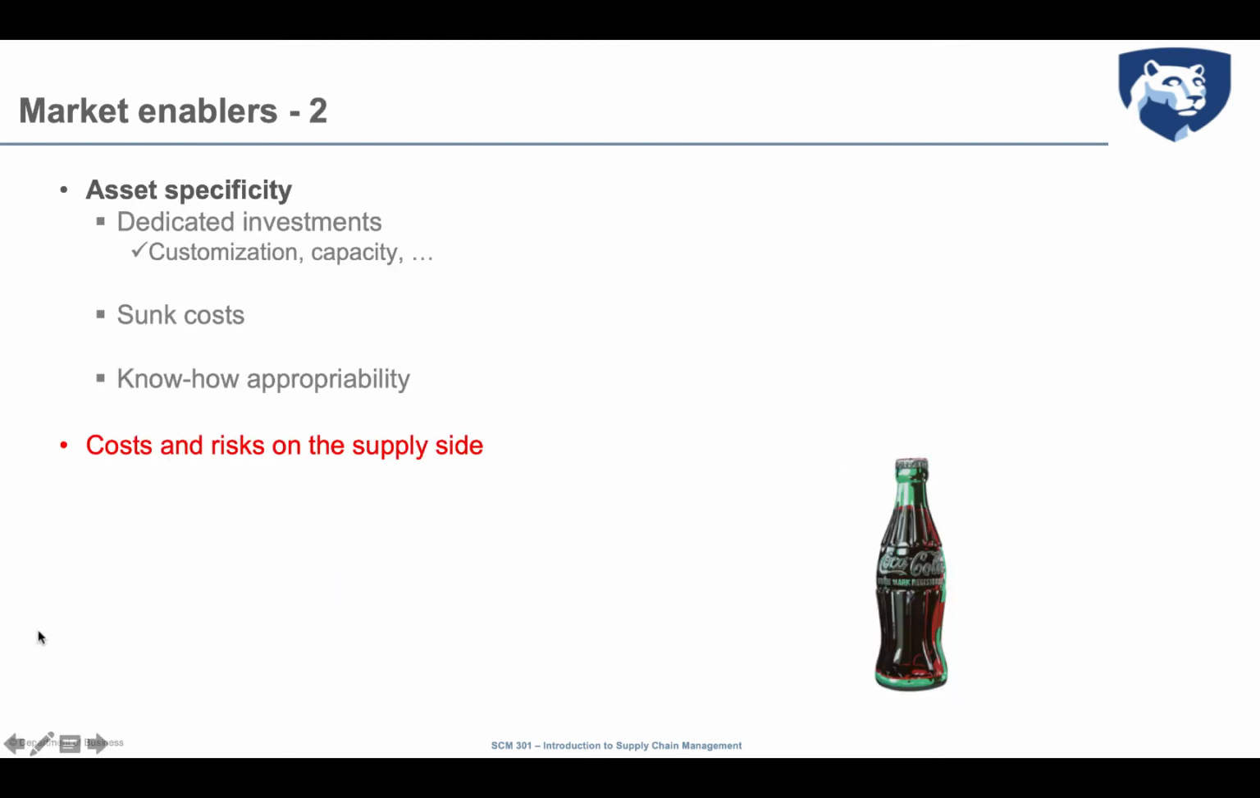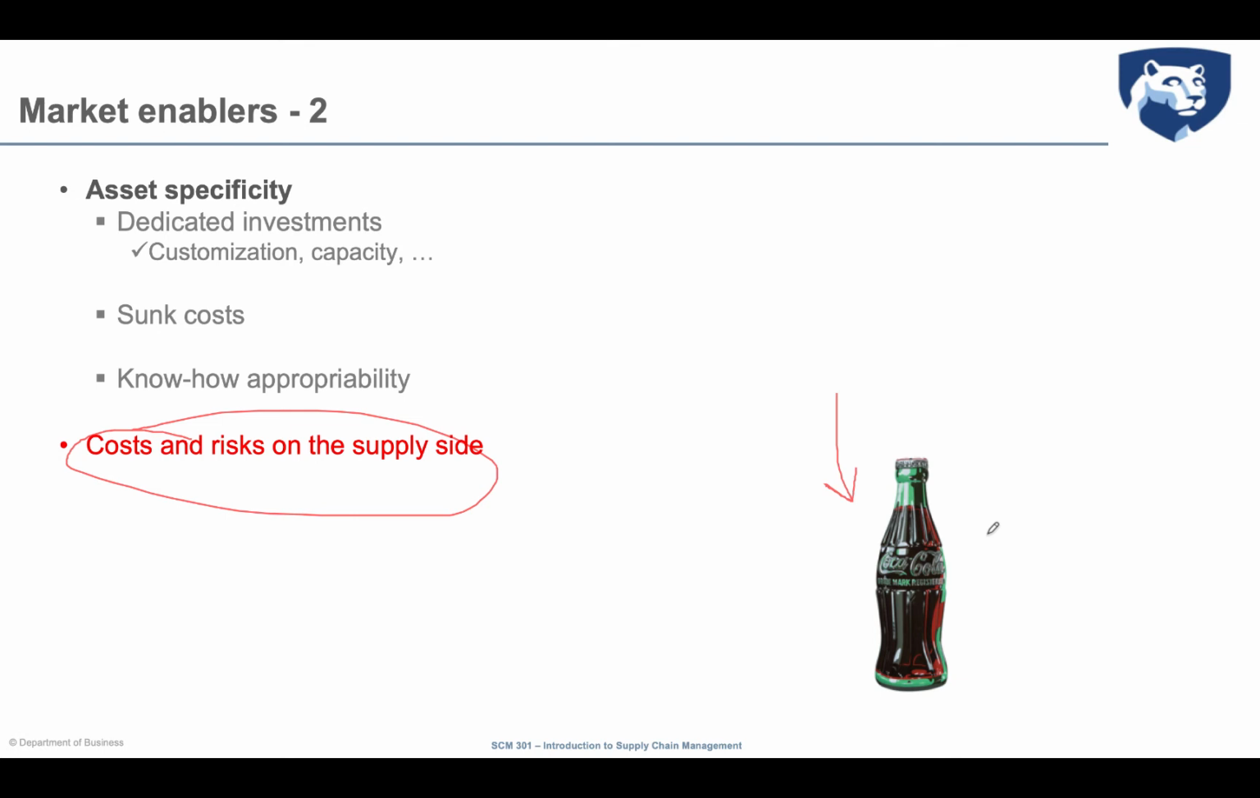Instead, asset specificity is a cost and risk arising on the supply side, because it means the amount of investment that the supplier needs to make in order to enter a relationship. We made the example of the glass bottle producer for Coca-Cola. The more the supplier makes investments which are specific to this relationship, the lower the probability that the supplier can use this investment outside this relationship. So the supplier becomes tied up to this relationship through this investment.